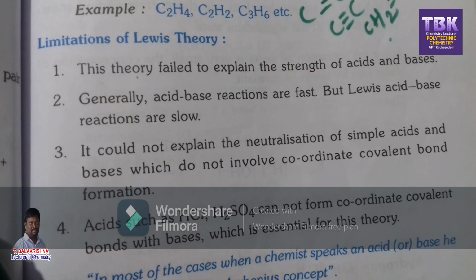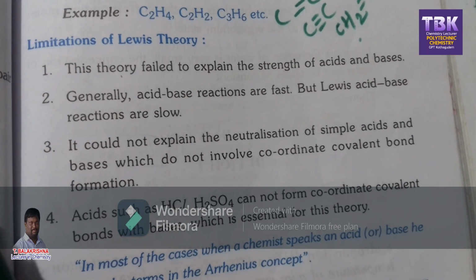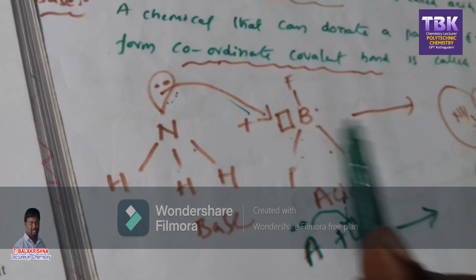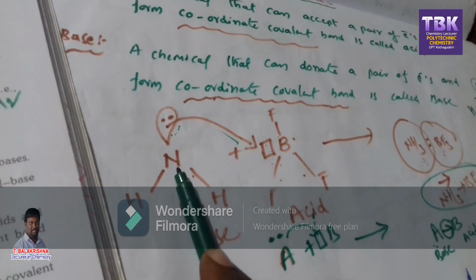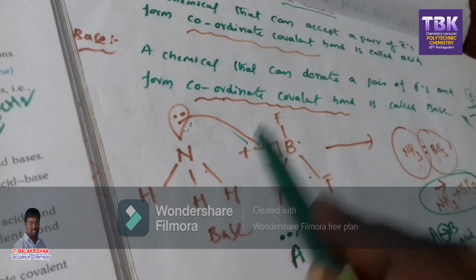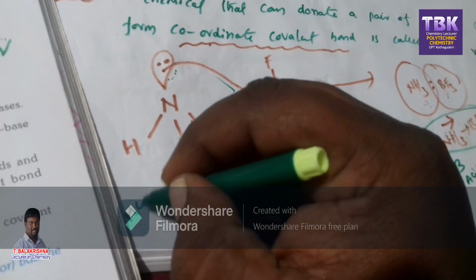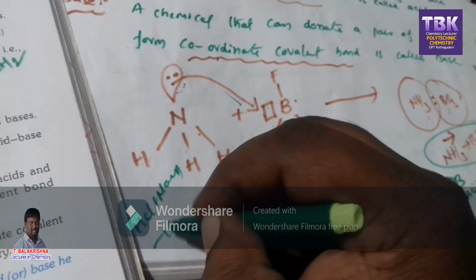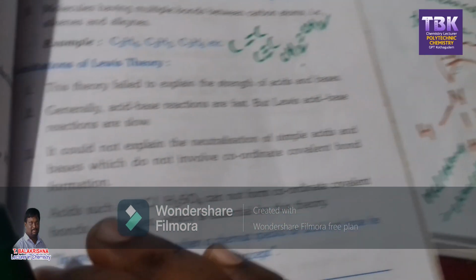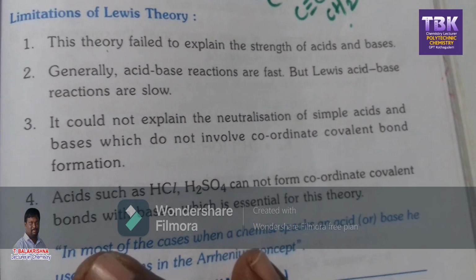It could not explain the neutralization of simple acids and bases which do not involve coordinate covalent bond formation. According to this theory, what is the definition of a neutralization reaction? The pair of electrons transfers from base to acid and they form a coordinate covalent bond. That is a neutralization reaction. In some reactions like HCl plus NaOH, it produces NaCl plus H2O. It is also a neutralization reaction, but according to this theory, it is not. That means it failed to explain simple acid-base neutralization reactions.